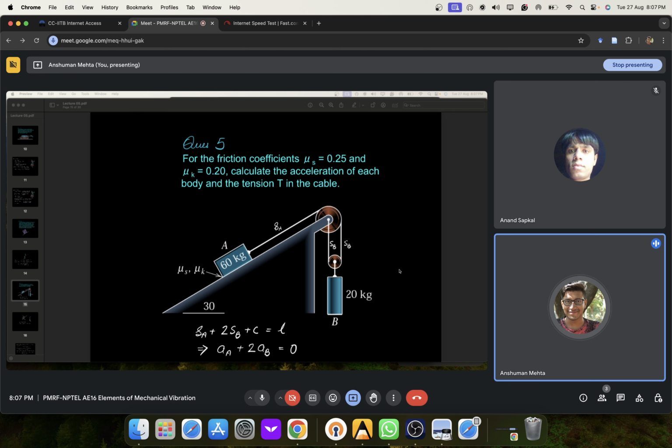Now, first of all, we will write out the string length relations. Let the whole length be L. So S A, then S B, S B again, plus C plus L. So this will give us S A plus 2 of S B plus C is equal to L, which directly gives a of A plus 2 of a of B is equal to 0.